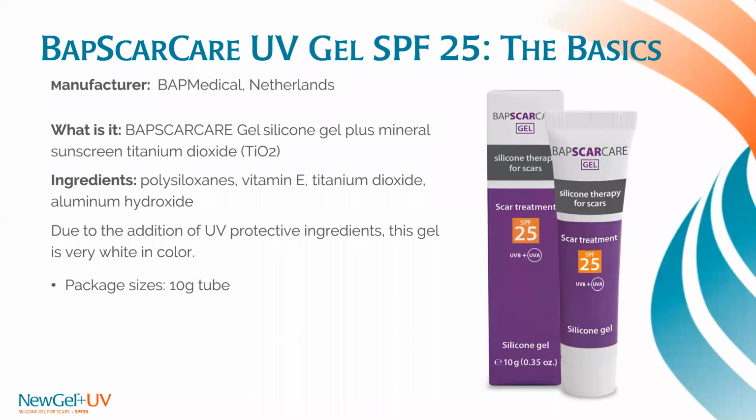Due to the addition of their titanium dioxide, the product is very white and thick in color, and it's definitely not as user-friendly as what the NewGel Plus UV is, which is nearly invisible. Even with the zinc oxide, you can't even see it on the skin. The BAP Scar Gel comes in a 10-gram tube for their UV, which is smaller than our 15-gram tube.